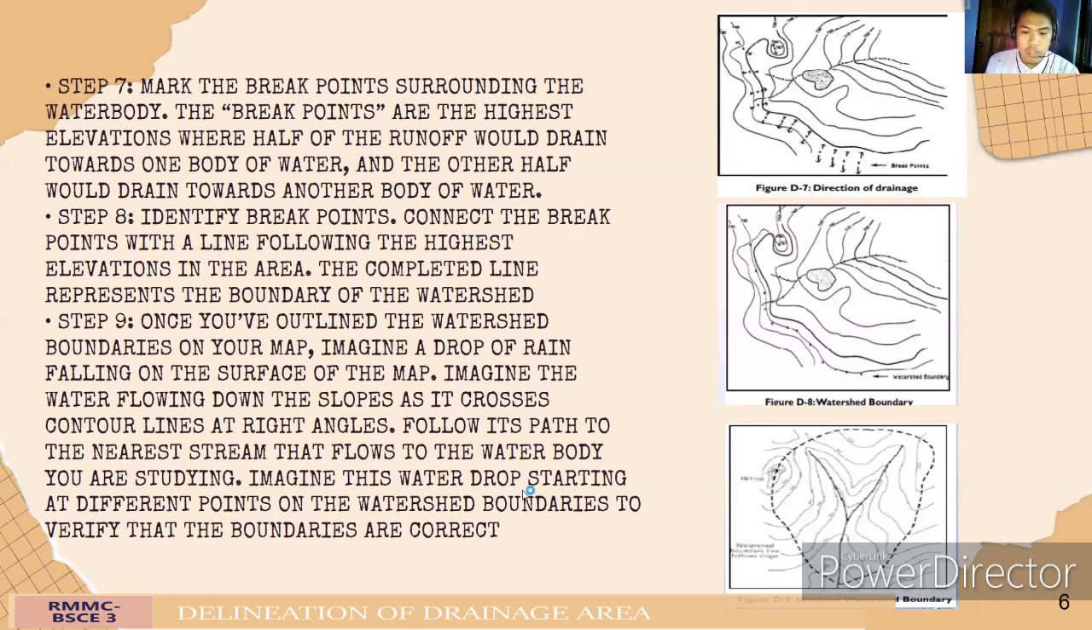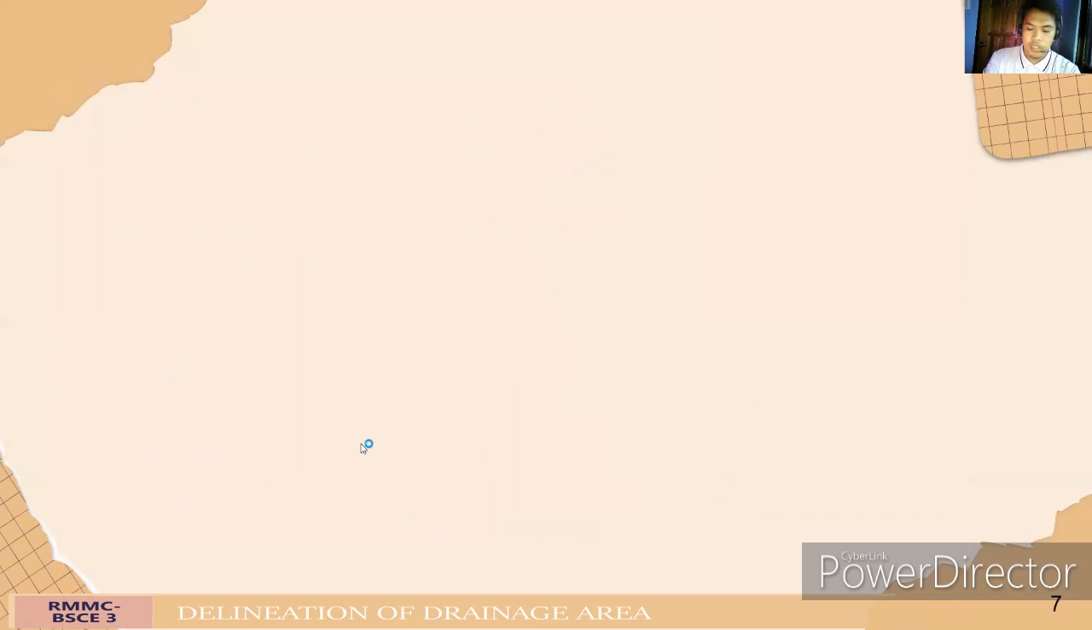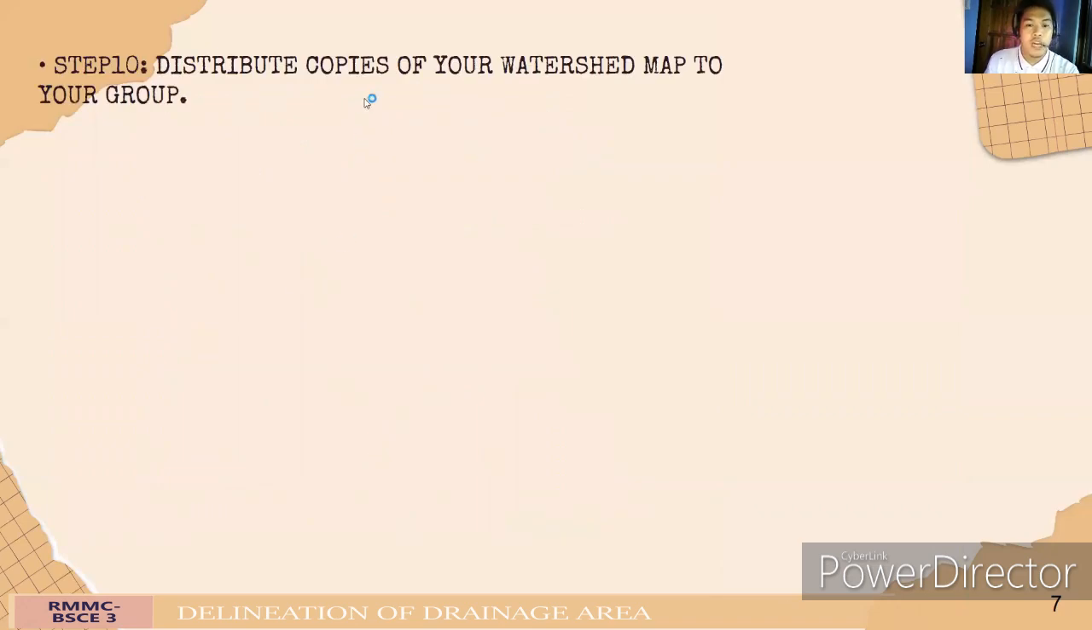So imagine this water drop starting at different points on the watershed boundaries to verify that the boundaries are correct. So that is step number 9. So distribute copies of your watershed map to your group.